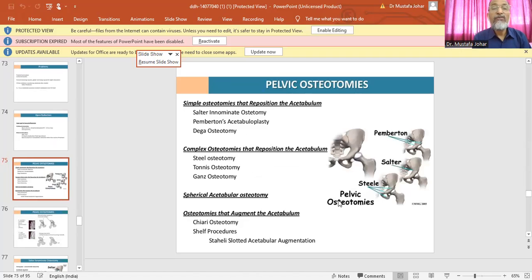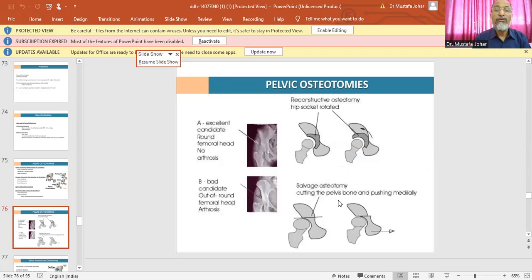Then polyostomy is a simple osteotomy that repositions the acetabulum. Then you have complex osteotomies that reposition the acetabulum. And then you have a spherical osteotomy. Then you have osteotomies that augment the acetabulum. So these are the different varieties of the pelvic osteotomies.